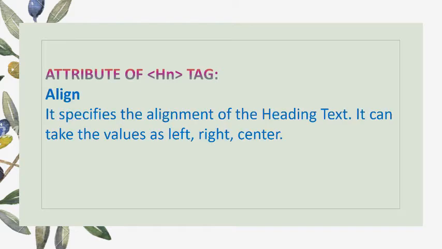Attribute of heading tag. Align. Align specifies the alignment of the heading text. By default, the heading text is left aligned. The other values which can be used are right and center. For example, H1 align is equal to center.